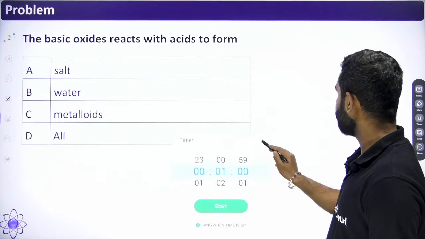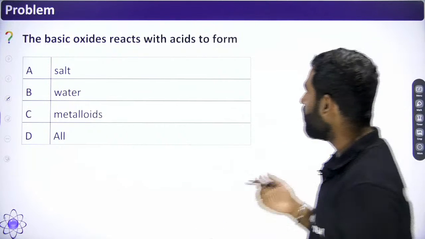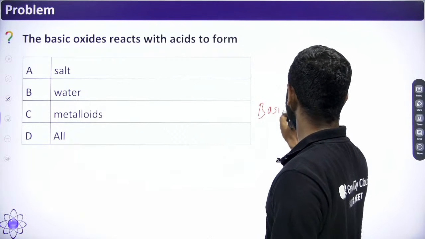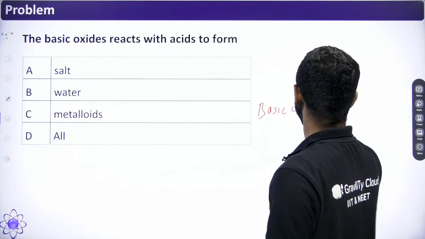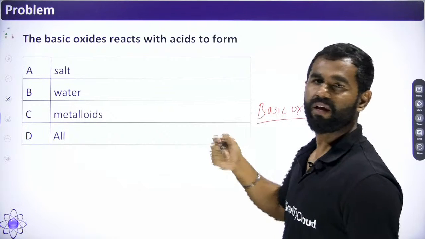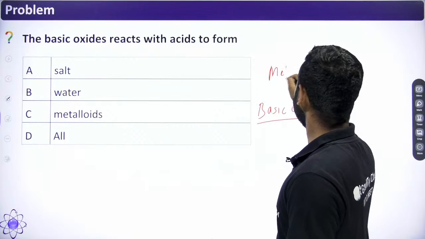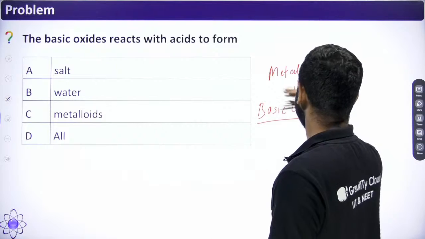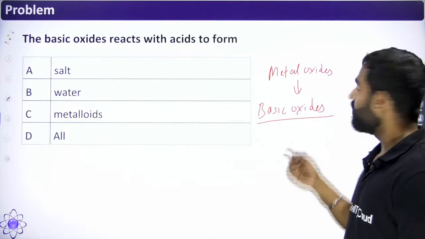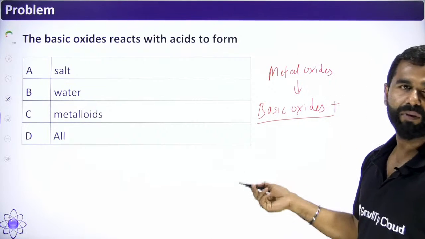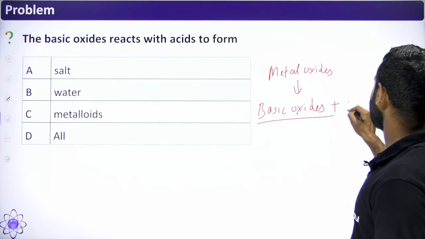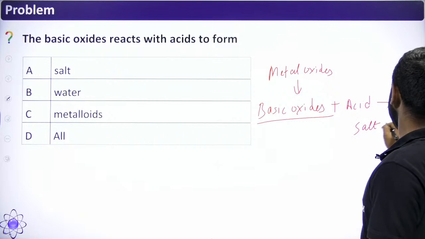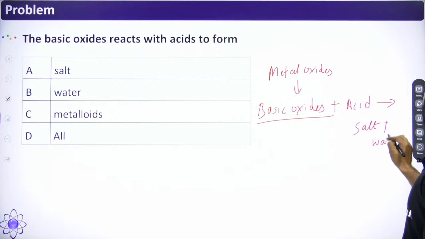Chalo. Now basic oxides. I have already told you in the theory that basic oxides are what? They are basically the metal oxides, right? Metal oxides are basic oxides. And when basic oxides react with acid, what will happen? Basic oxide plus acid will form salt plus water.